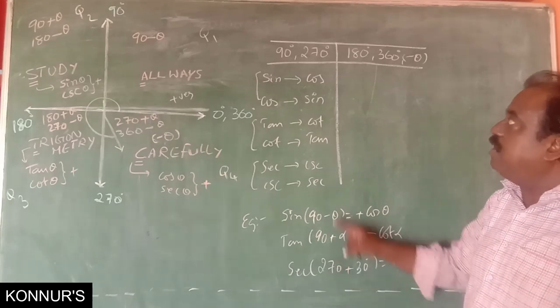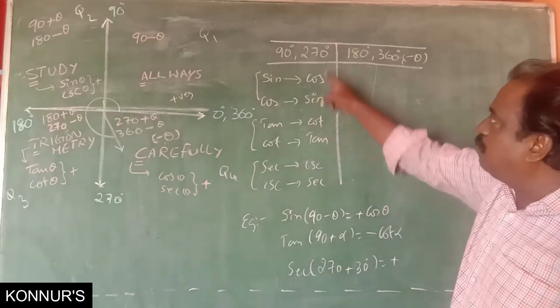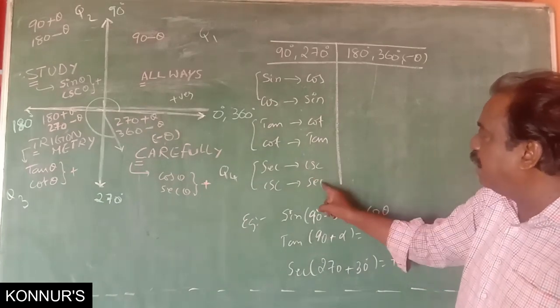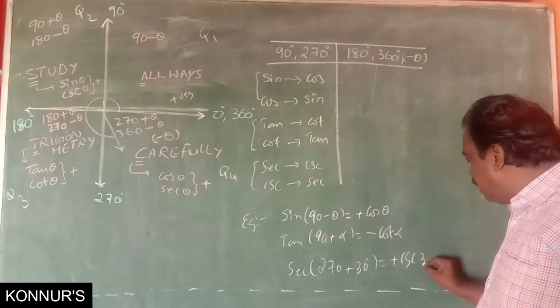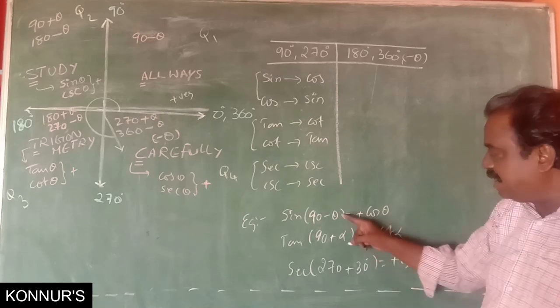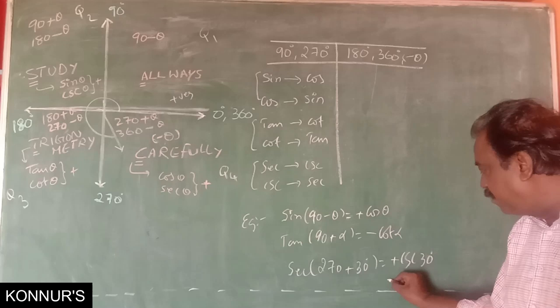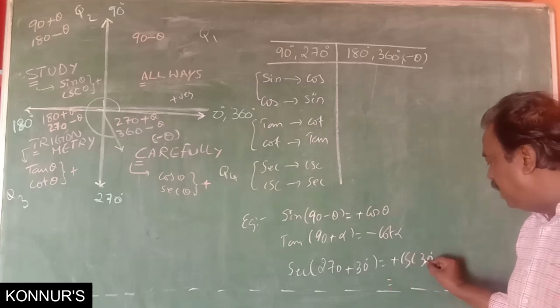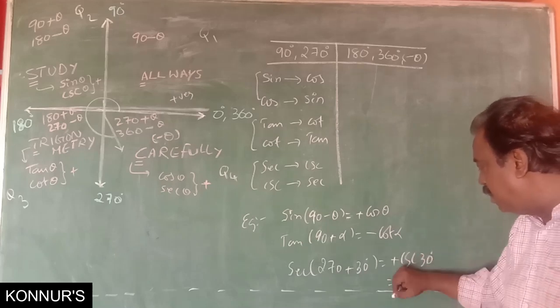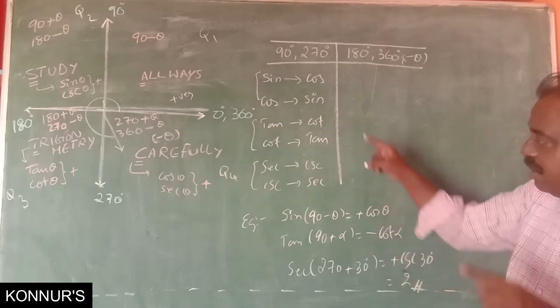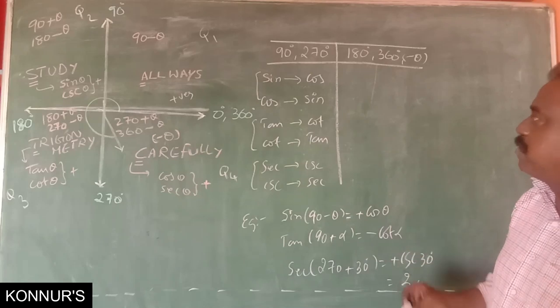If 270 is there, by this table, secant becomes cosecant. So it is cosecant 30 degrees, not theta, not alpha. Whatever angle is here, that I am writing. So it is plus cosecant 30, we know its value is 2. Okay? Like this, it comes.